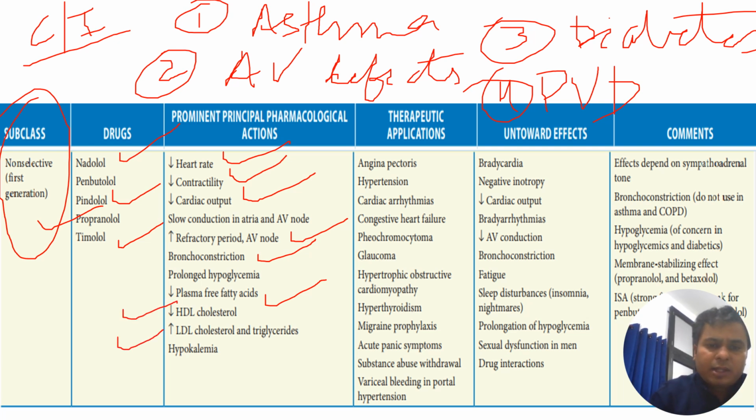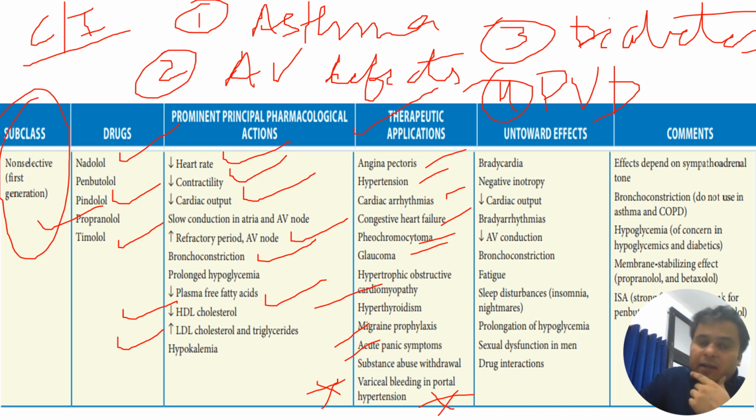Again, we have seen most of the therapeutic applications like angina, hypertension, cardiac arrhythmias, congestive heart failure, pheochromocytoma, glaucoma, right? Prophylaxis of migraine, hyperthyroidism, acute panic attacks, and also one more therapeutic application, that is variceal bleeding in portal hypertension. Specifically for portal hypertension, if there is variceal bleeding, beta blockers are indicated in such a condition. We have discussed most of the untoward effects. Right? Fine.